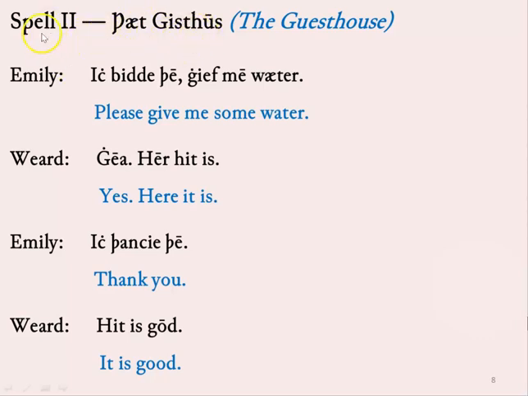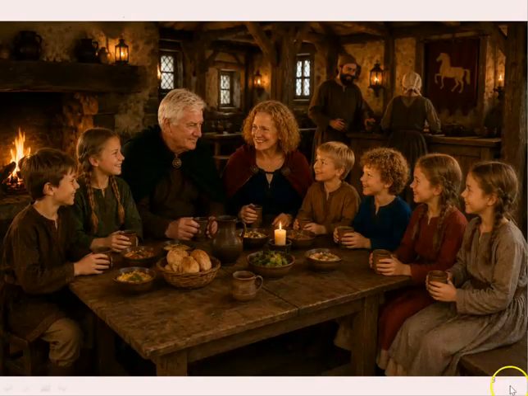Sapella twa, that Gisthus. So story 2, the guest house. Ich bitte thee, gif me water. Please give me some water. Ja, her hit is. Yes, here it is. Ich thanke thee. Thank you. It is good. And the family in the guest house.